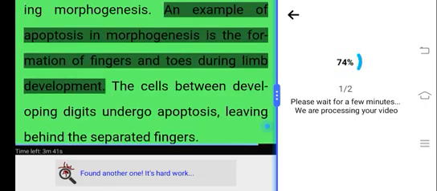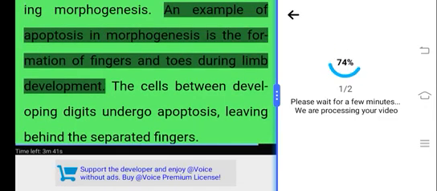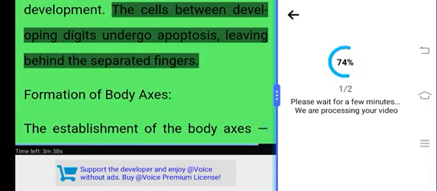An example of apoptosis in morphogenesis is the formation of fingers and toes during limb development. The cells between developing digits undergo apoptosis, leaving behind the separated fingers.